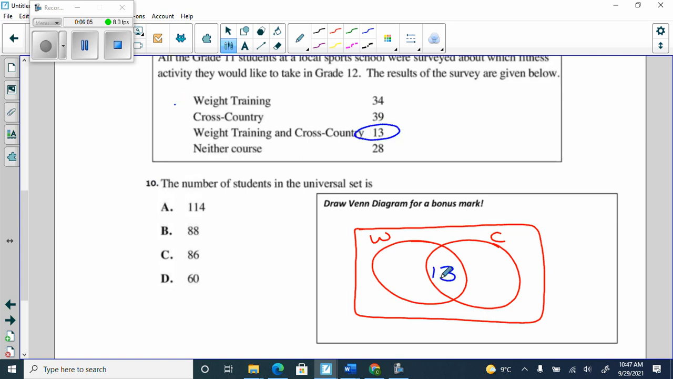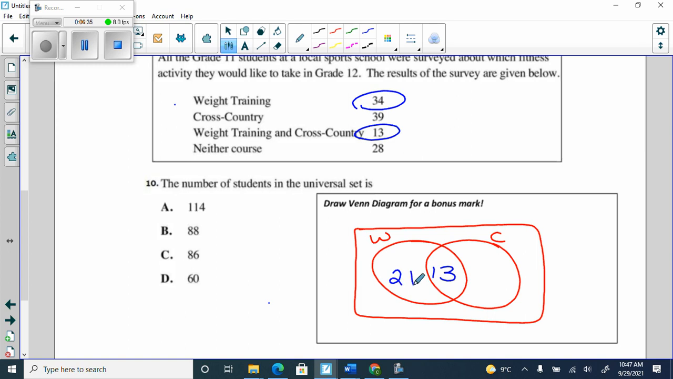Now when we put the 13 in there, how many people are already in weight training? 13. How many are already in cross country? 13. So there are already 13 in those circles, correct? So now I have to have weight training of 34. In the weight training circle, I need to have 34. I already have 13. So how many take weight training only? 21, because this needs to add up to 34.